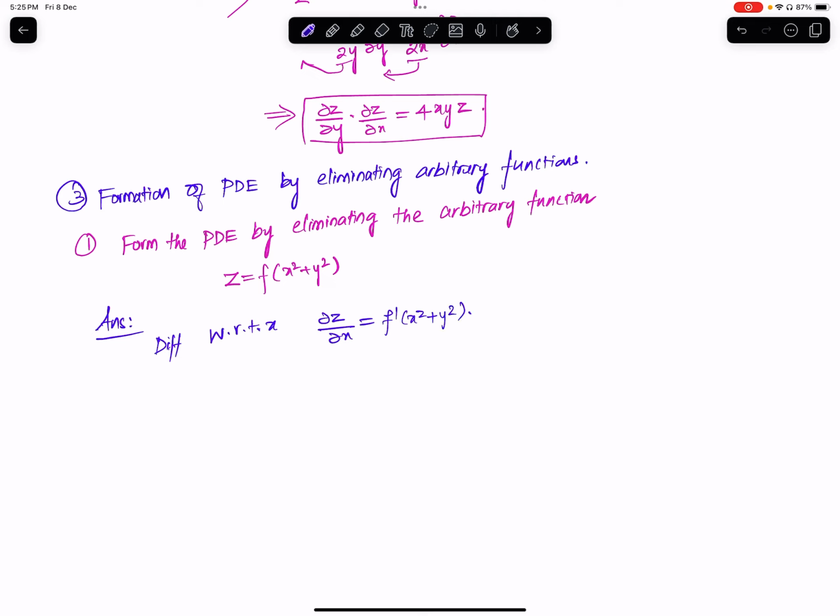After that, don't forget to differentiate the inner part. So here we are differentiating with respect to x. What is the derivative of x square? It is 2x. Then what is the derivative of y square? It is just 0 because there is no x.